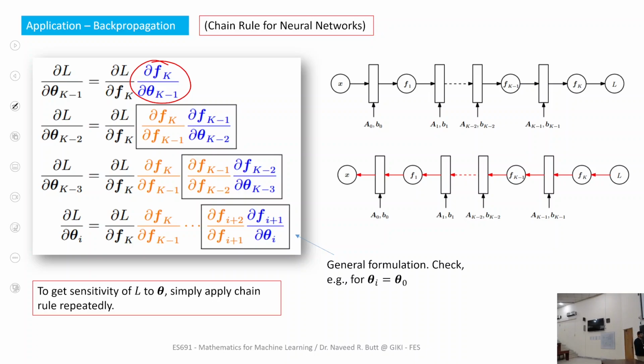So the general case is this one, where if you put theta equal to theta 0, you will get the whole thing. Basically this is what we call back propagation of error, or back propagation, because it starts with the error function and keeps going backwards, giving you information about how sensitive each of the sub functions is to your selection of parameters.